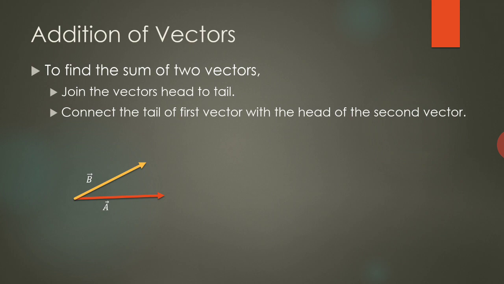So I need to move the vector to join head to tail, and then by joining the tail of the first vector with the head of the second vector, I'll get the sum of these two vectors. This is A plus B.